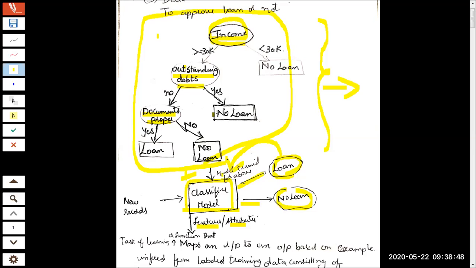So now, a few attributes were discussed. What are those? Income, outstanding debits, documentation. Now, among the three attributes, which attribute should become the root node? As I already discussed in the previous example, the attribute to be the root node will not be randomly chosen. It will be based on the mathematical computations of gain and entropy, which you will see later. But for this example, we will assume income is the root node. So you can see.